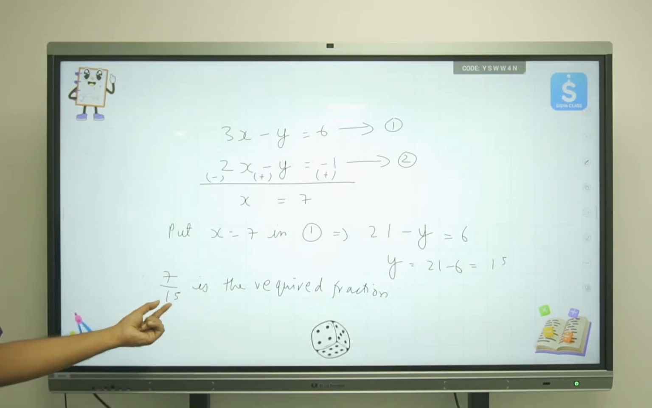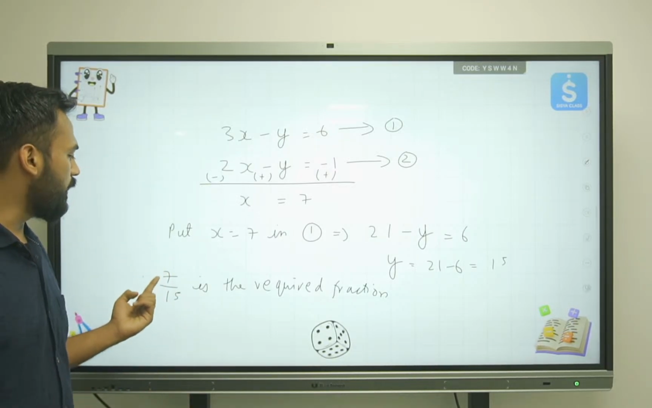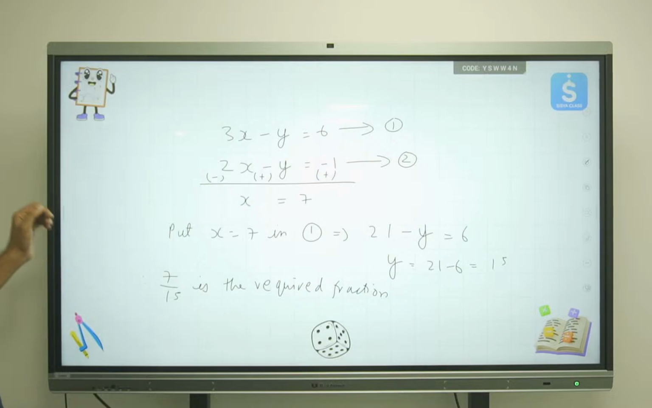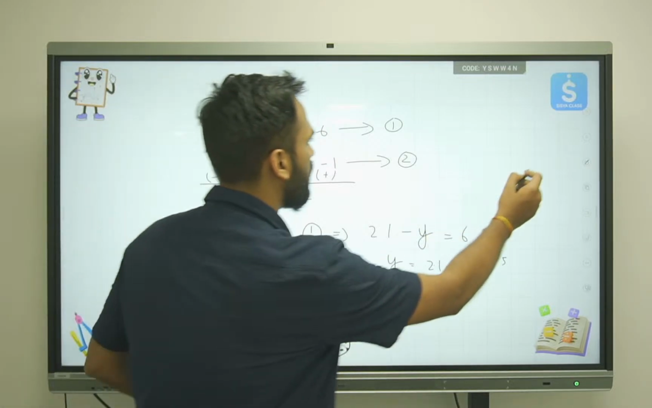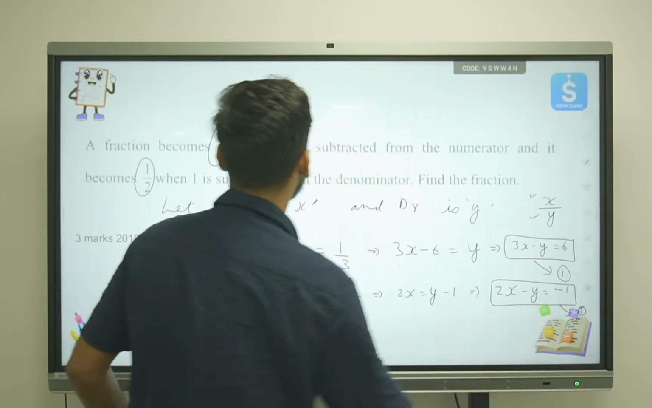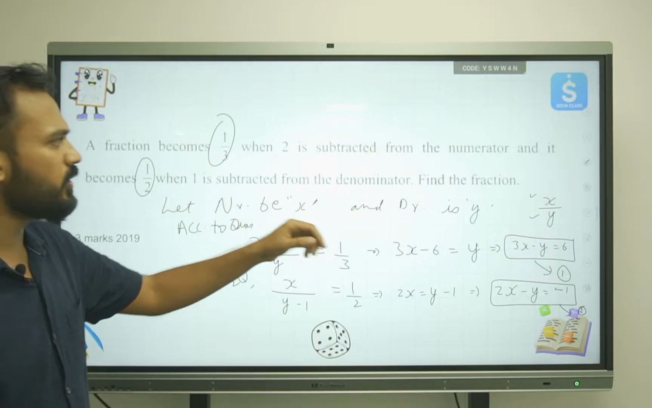If you subtract 1 from the denominator, it will become half. If you add 3 to the numerator, it will become a different fraction, 1 by 3. Check, if 2 is subtracted from the numerator, it will become 5 by 15. You will get 1 by 3. So it satisfies both conditions given in the question.